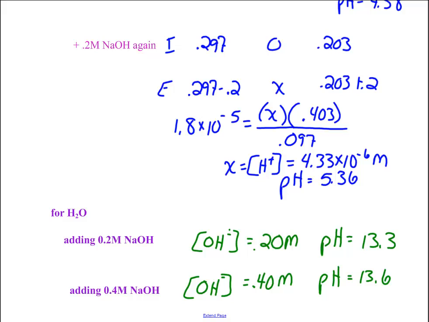And that can be an advantage, and it's one of the things that biological systems have developed to maintain a fairly constant pH within the living organism.